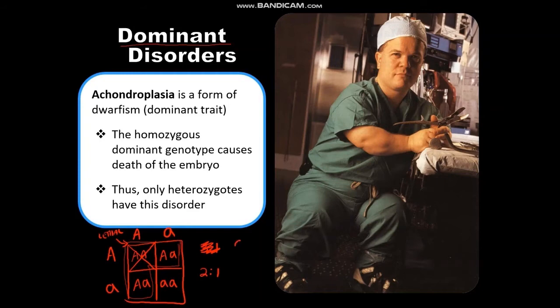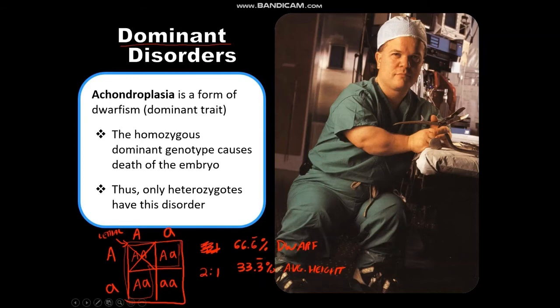2-to-1 means that there is a 66.6 repeating percent chance of someone being born with this form of dwarfism, but there's also a 33.3% possibility of being born with average height. So about 1 in 3 odds of an average heighted child being born from these two parents.